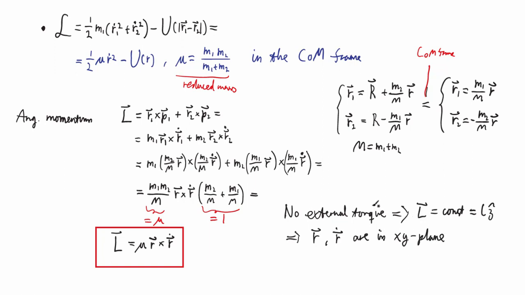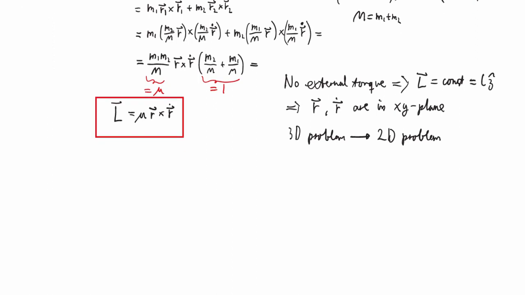So now what we've done is that we've actually reduced what was a three-dimensional problem up here to a two-dimensional problem. Essentially, there's no motion in the z direction, because both the position vector and the velocity vector have to be in the xy plane, the way we define things. So for that reason, we have a two-dimensional problem, and we can then rewrite the Lagrangian in polar coordinates.